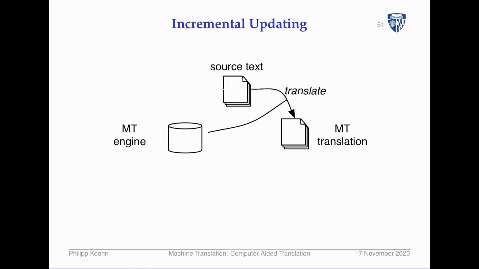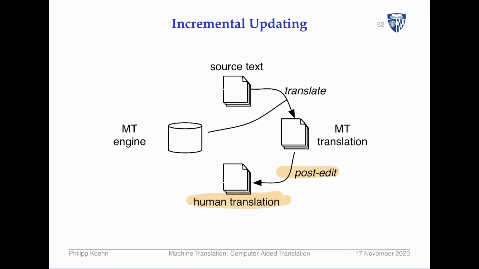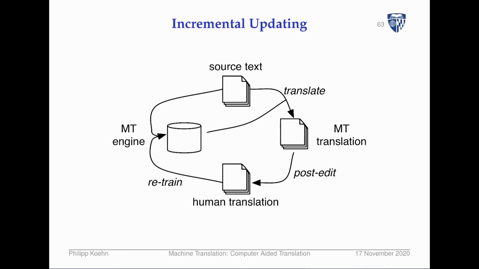Here is now the specific setup for computer-aided translation. Source text comes in, we have our MT engine, and it produces the machine translation. We then have the humans post-edit it and produce the human translation. With that human translation, paired with the source sentence, we now have a sentence pair that we would like to feed back into the machine translation engine. So we want to improve the machine translation on the fly with sentences that come in from the human translator. While the human translator is translating, we want the machine translation system to incrementally update.